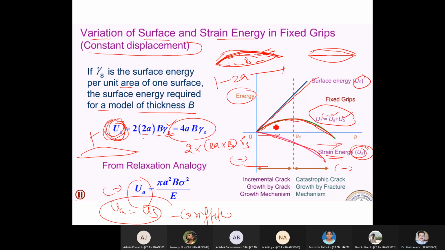Initially increasing, then suddenly dropping. When it drops, there is a line. What is that particular line? Critical crack length. I told you, up to which only incremental crack growth stage, crack growth mechanism. Once it reaches the critical length, then catastrophic crack growth by fracture mechanism. So this is the point after which it will decrease.